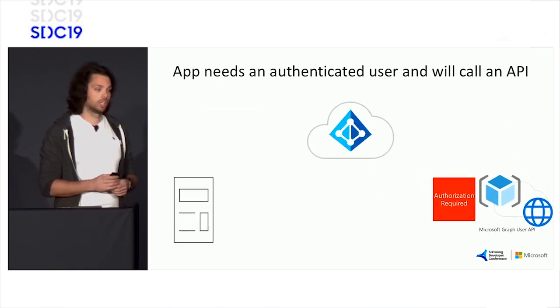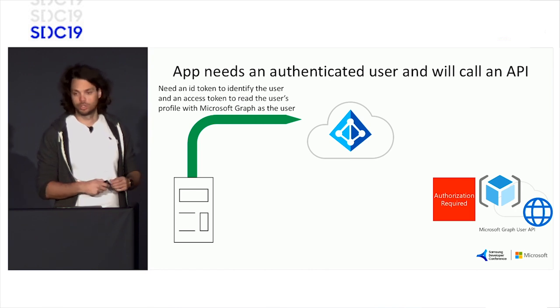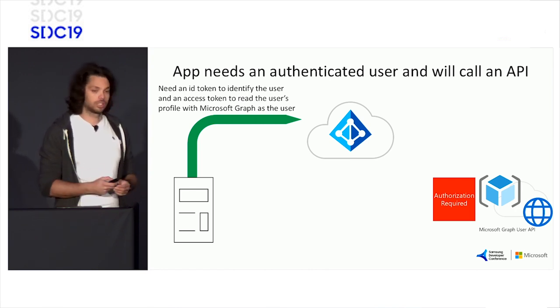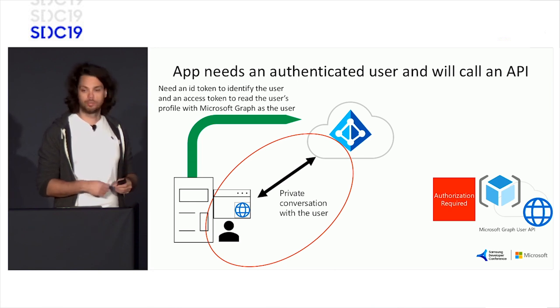The way to do that, you go to Azure Active Directory and say, hey, I want to authenticate a user. Can you help me sign this user in and give me an access token for this user? And Azure Active Directory will open up a new browser. We'll create a private conversation with the user, so you as a developer don't see what this conversation is. The user then puts in the username and password into the browser.